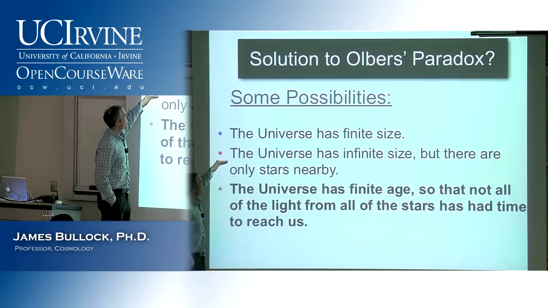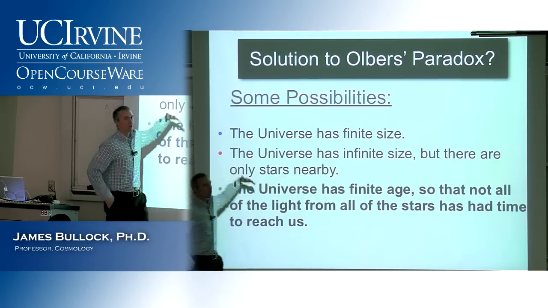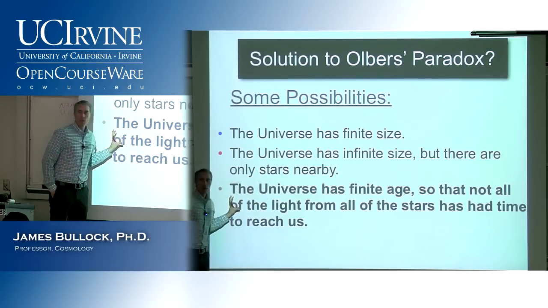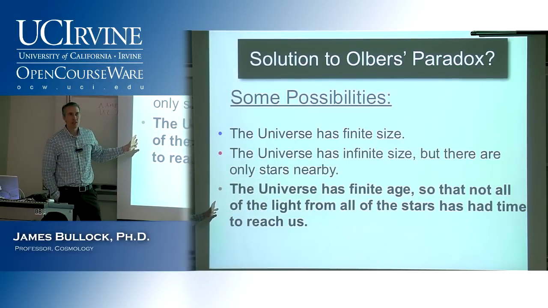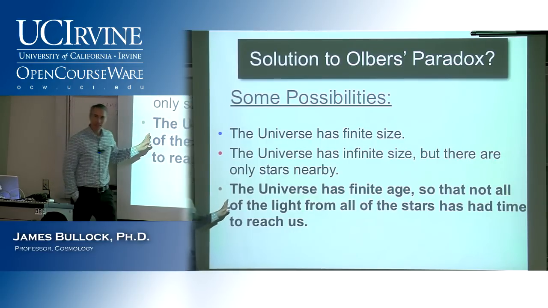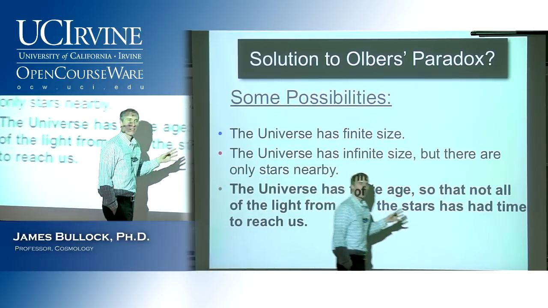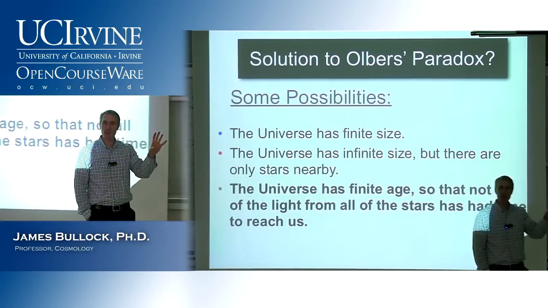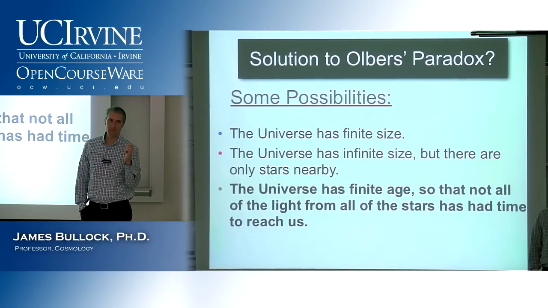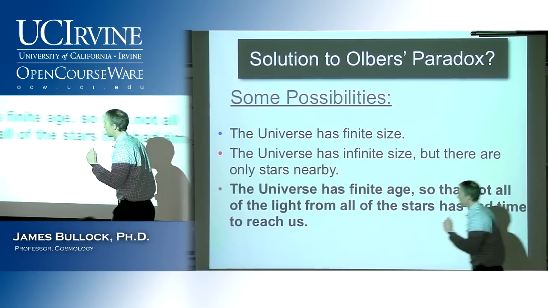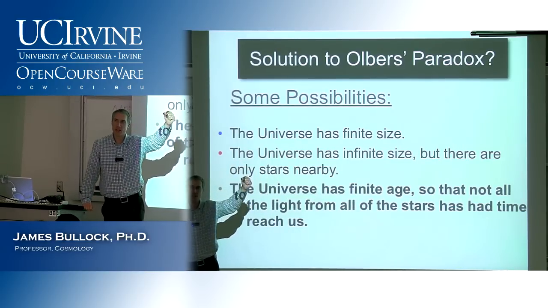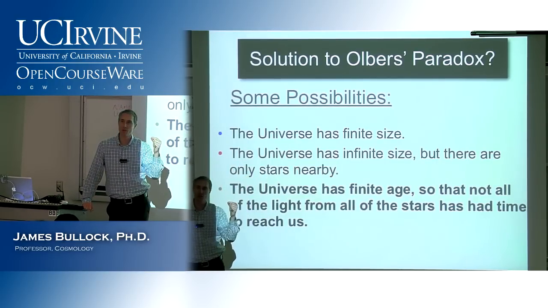The other possibility is that even if the universe is infinite, you run out of stars. So it's kind of the same answer as this one. The third one, the one that I want to talk about, is this fact that the universe has a finite age. So the fact that the universe has a finite age changes this problem entirely. And that's because light travels at a finite speed. So what this means is, if there are stars that are so far away that light cannot get to us in the age of the universe, we do not see them.